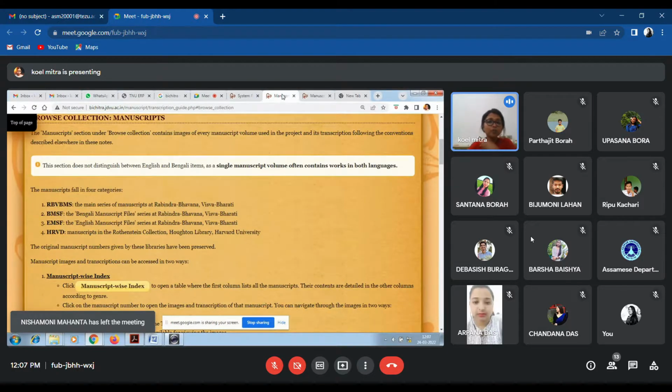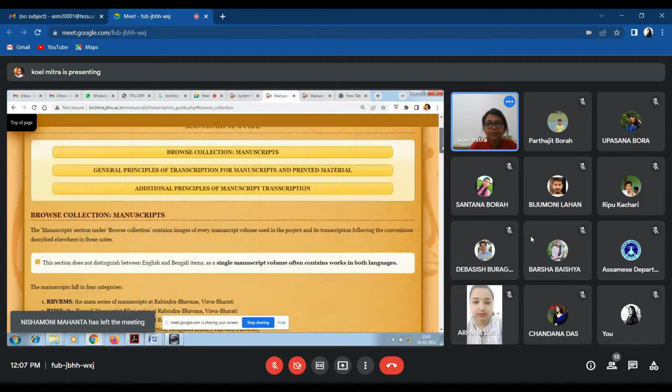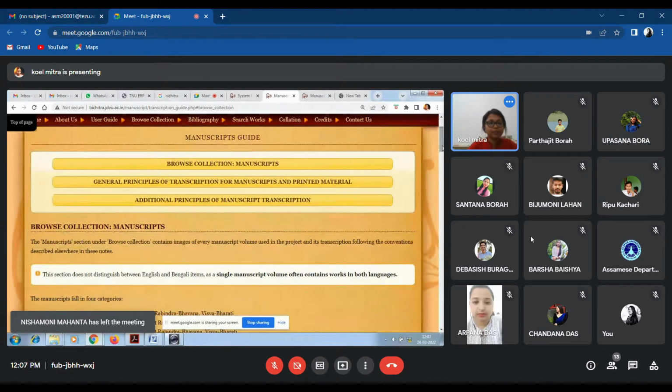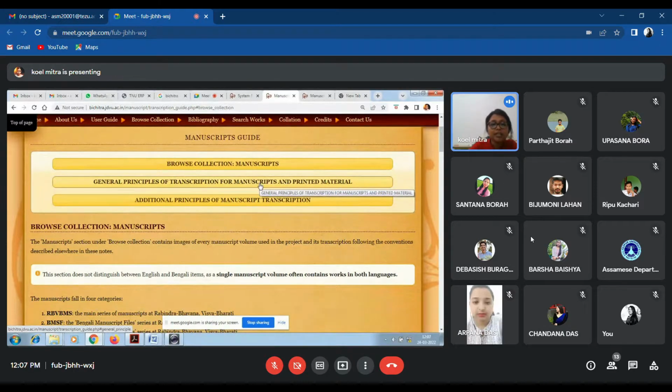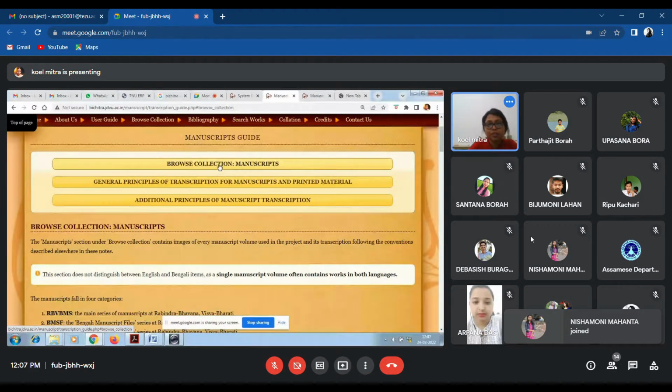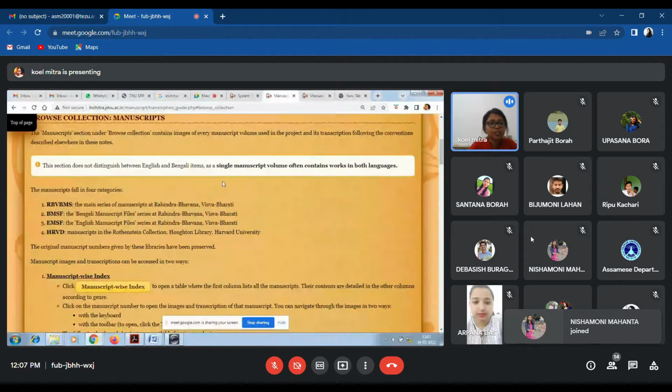I have already opened the manuscript page. This is how it looks. The manuscript has an entire browse collection. It has general principles of transcription and additional principles of transcription. When we talk about the browse collection, this is where we go.